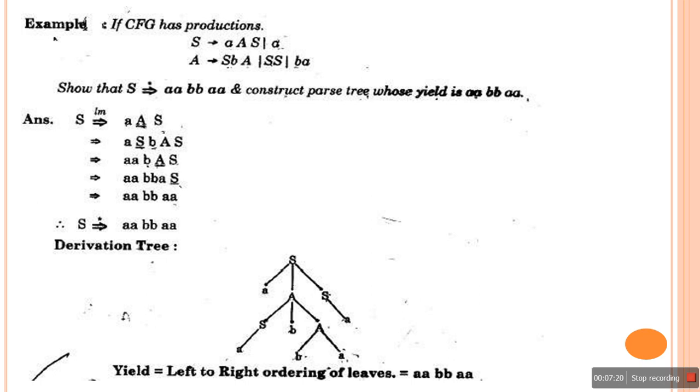S is replaced by small a. Then A is replaced by BA. Then S is replaced again by A. And the derivation tree is shown, and the derivation or yield is AA.